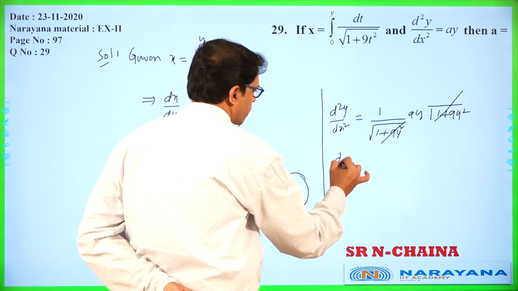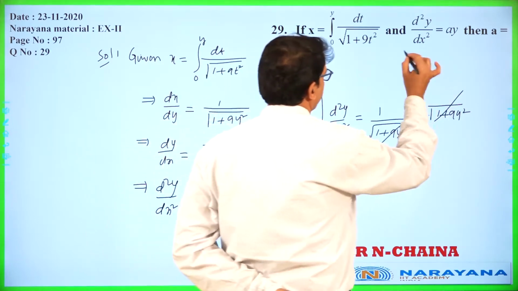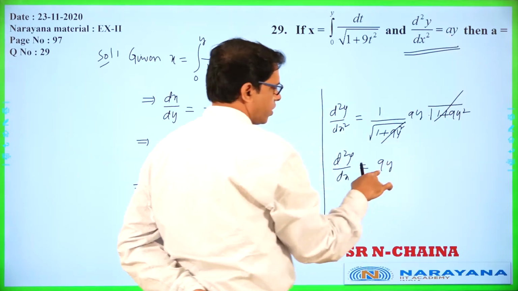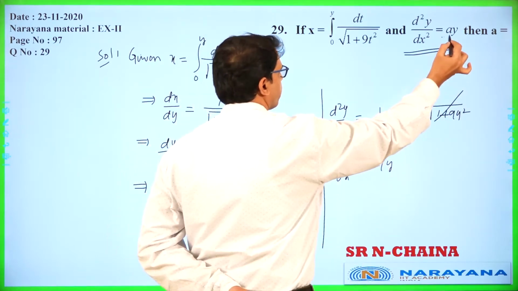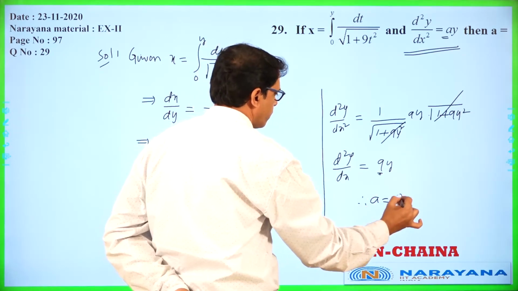So d square y by dx square is 9y. Now look at the given statement, equal to ay. In the place of a, I am getting 9. Therefore a value equals 9.